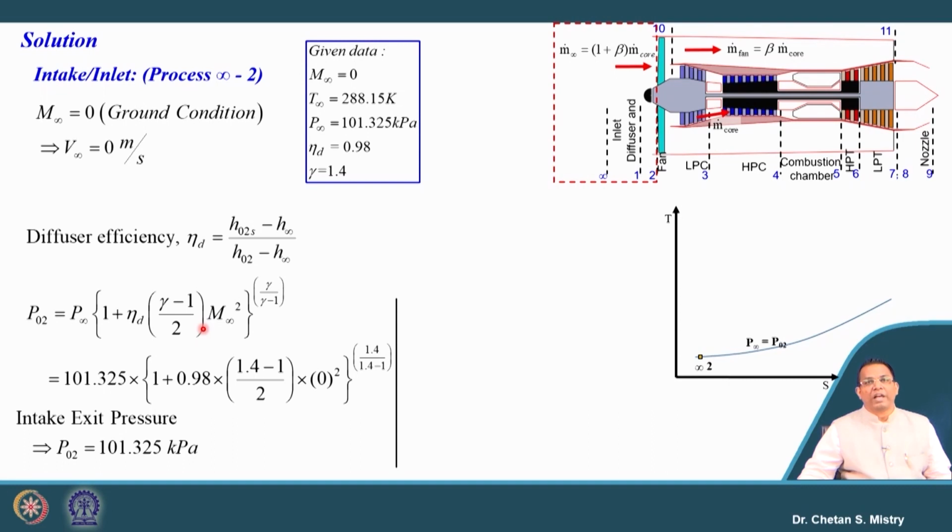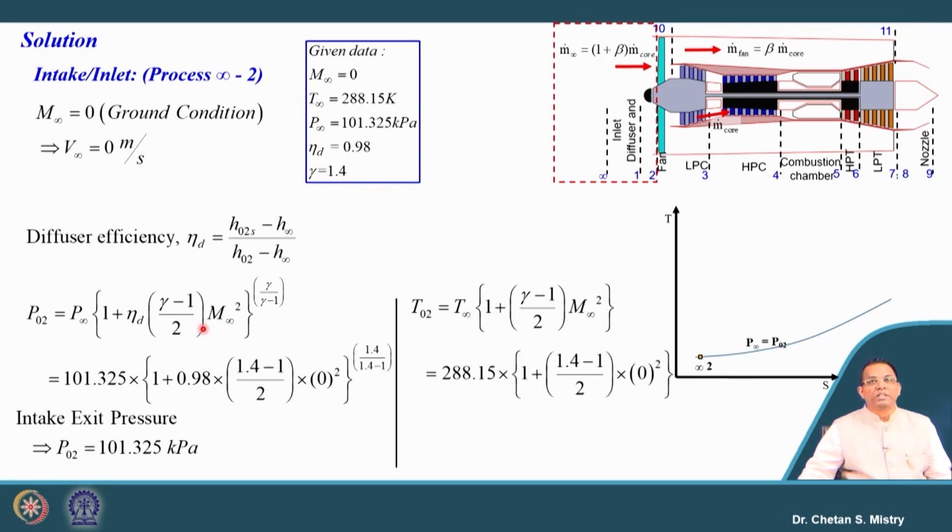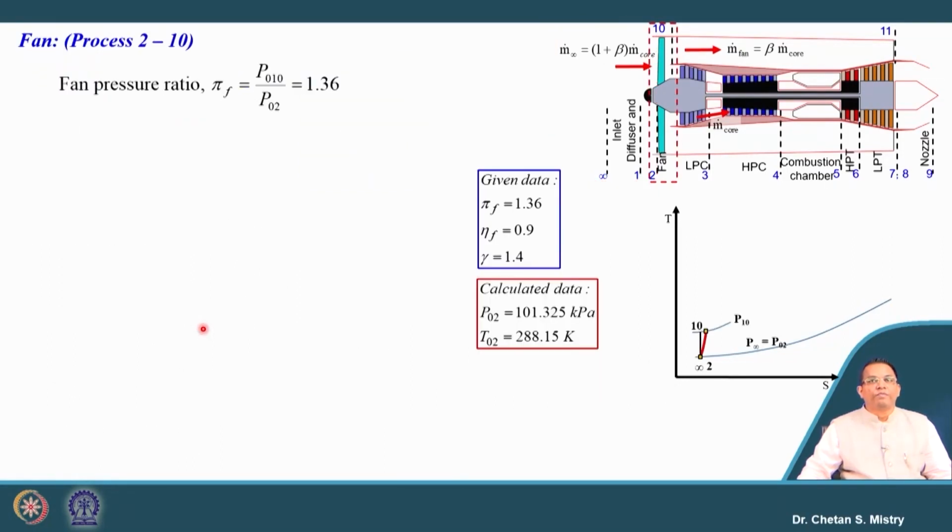In the same way we can do our calculation for the temperature. The exit temperature we correlate in terms of Mach number. So, in this case, the exit temperature from the intake will be the same as what is given, 288.15 Kelvin. Now, our next component is the fan. For the fan we are given a fan pressure ratio of 1.36. Based on that we can calculate the outlet pressure from the fan. It is coming as 137.80 kilopascal.